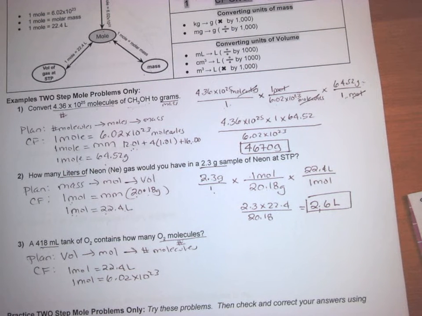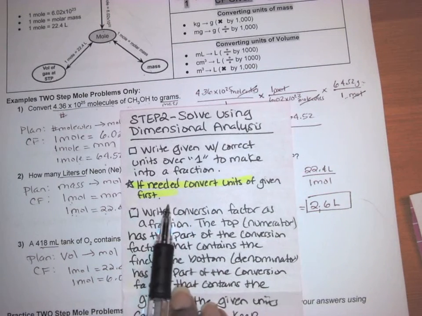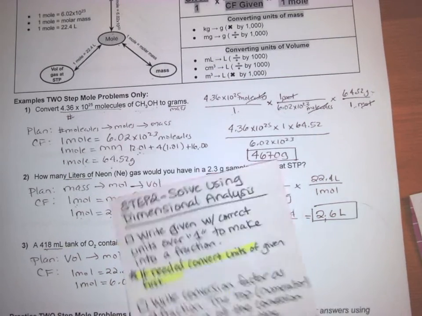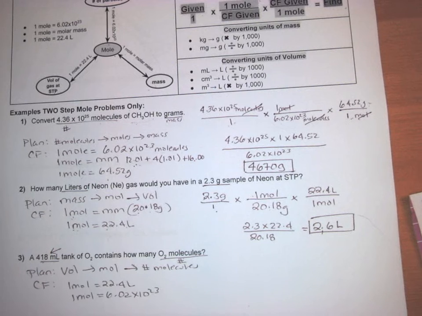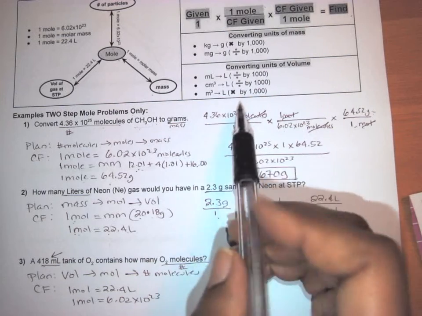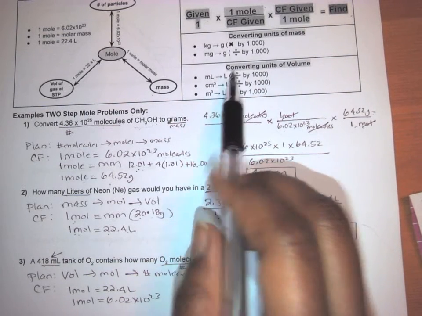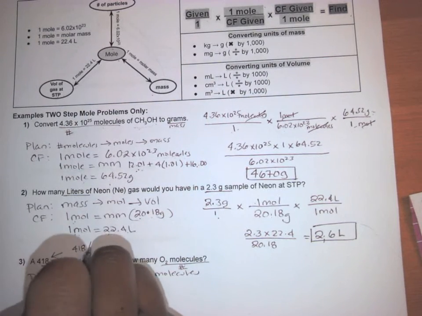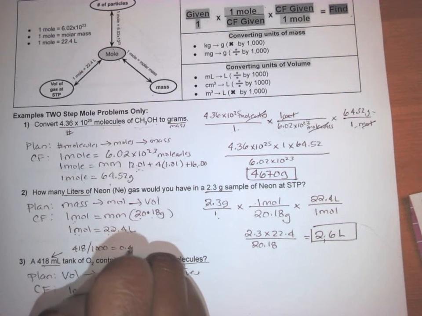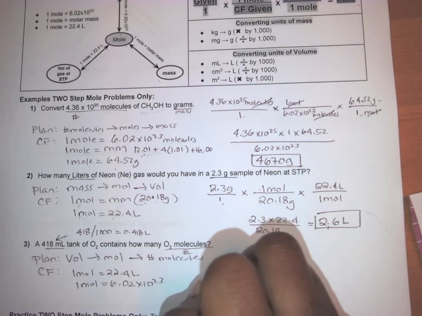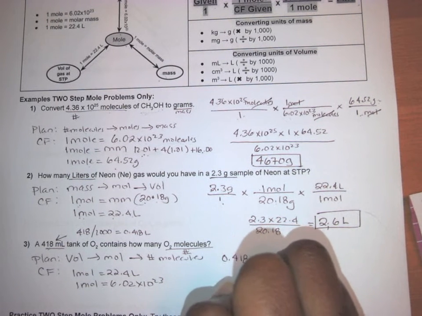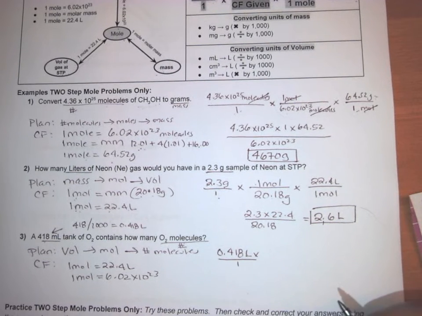Okay, now before I get started, remember that sometimes when we're doing this, if we need to, we have to convert units of our given first. So I'm going to need to do that here. So I'm given my units in 418 milliliters. Remember, this can't be in milliliters, it needs to be in liters. So to convert it to go from milliliters to liters, I have to divide by 1,000. All right, so I'm going to divide 418 divided by 1,000. And that gives me 0.418 liters. So that's what I'm starting with here. So 0.418 liters over 1, that's my given over 1.